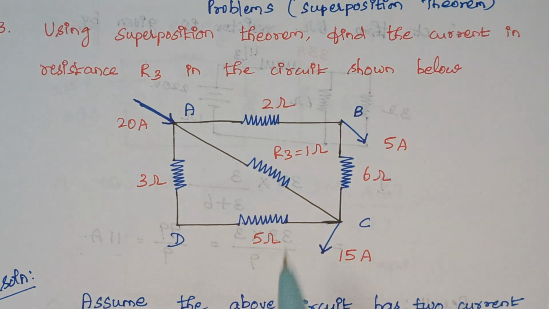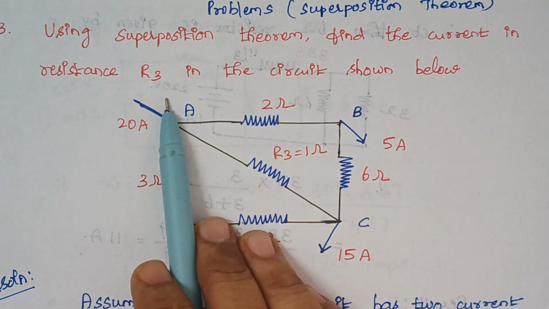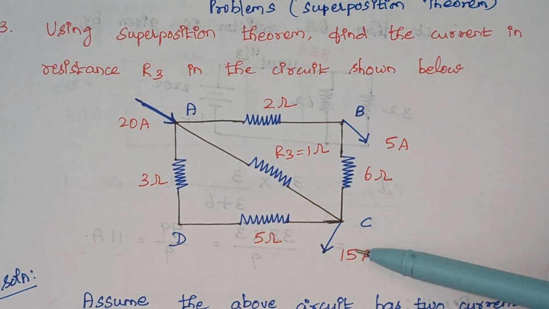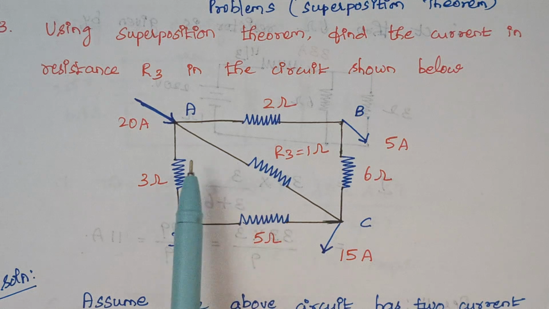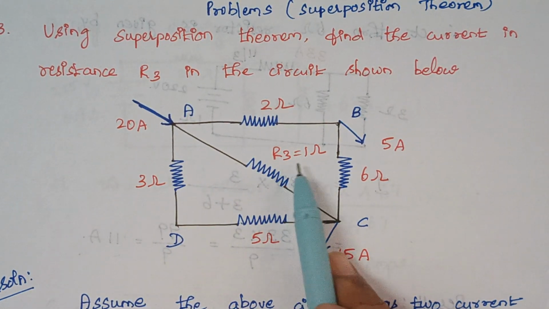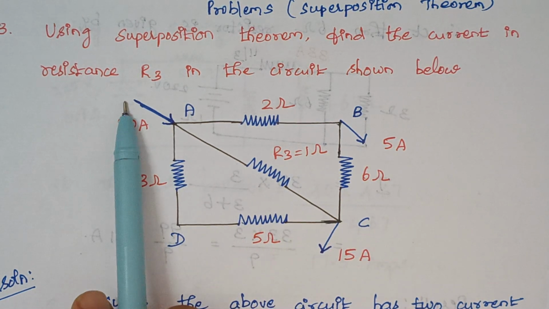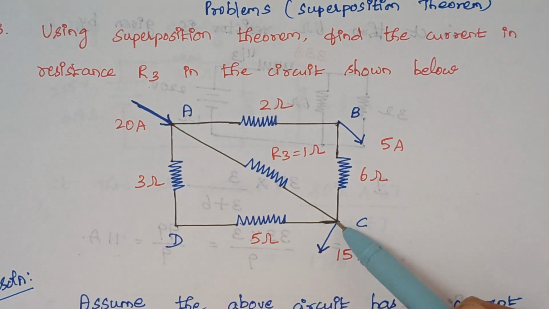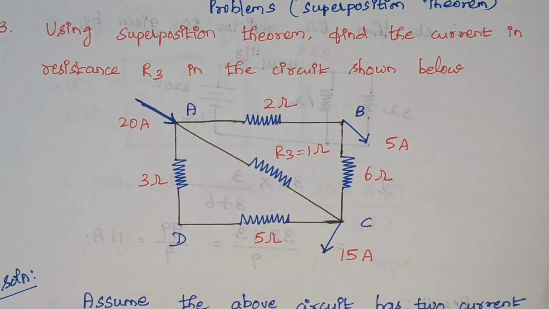The problem is: using superposition theorem, find the current in the resistance R3 in the circuit shown below. So this is the given circuit diagram, and in this circuit diagram we are asked to calculate the current that flows through this resistance. This resistance R3 is of the value 1 ohm. Here you see we have one current source, 20 amps. So 15 amps goes out by this way and 5 amps goes out by this way, right?